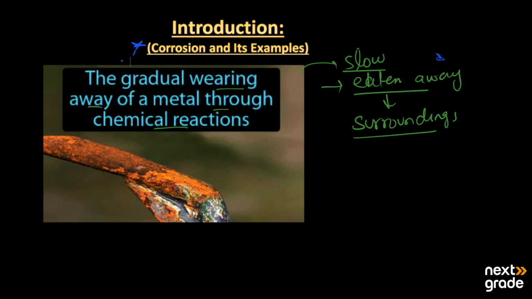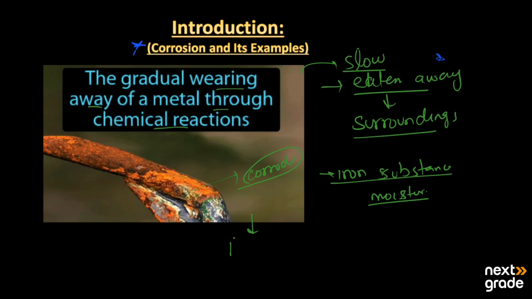And we have a lot of examples when we keep iron substances in the environment. If we have a look after some time, when there is moisture, the metal starts to corrode away. So why does it corrode away by the surroundings? What type of chemical reaction takes place? The reaction over there is basically a redox reaction. That redox reaction involves both the processes of oxidation and reduction.